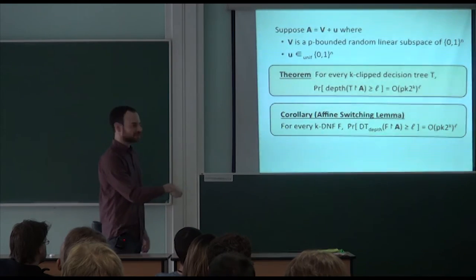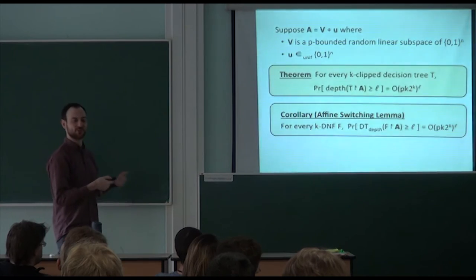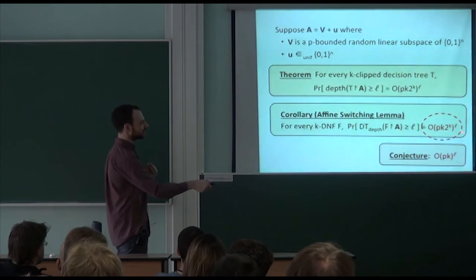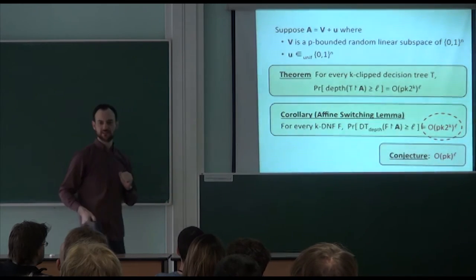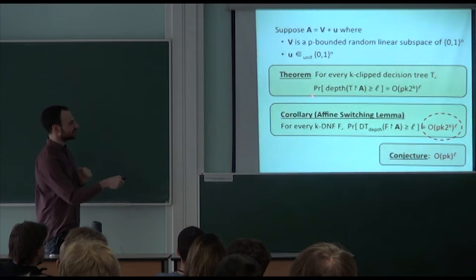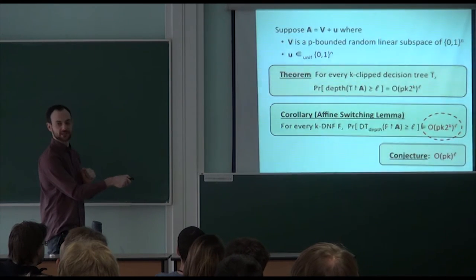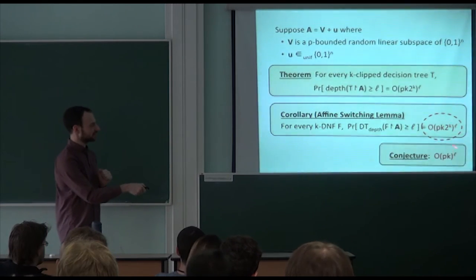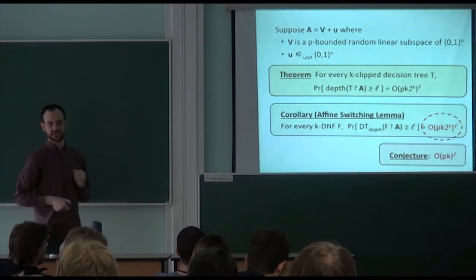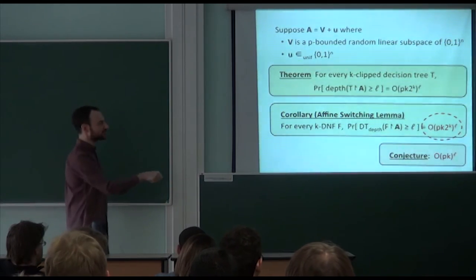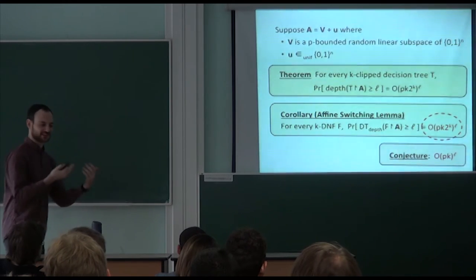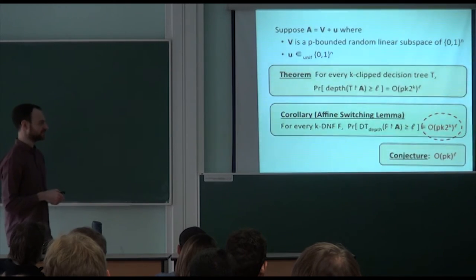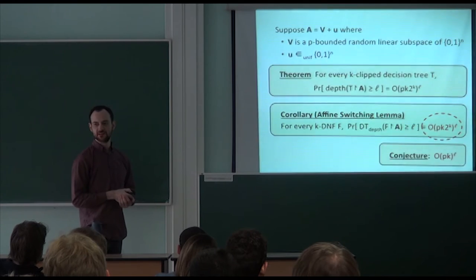Okay, and so here's the main conjecture. Very interesting open question I wanted to raise. Can we improve this to p k to the L? I conjecture that. Here I think we can't improve it because we're talking about k-clip decision trees. But here I don't see why not. I strongly believe that this conjecture should be the case. And as I'll mention later, if you could prove this conjecture, it wouldn't formally strengthen our AC0 Frege lower bound, but it would seem to take you almost all the way there.